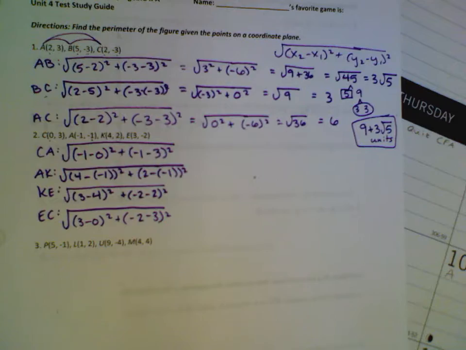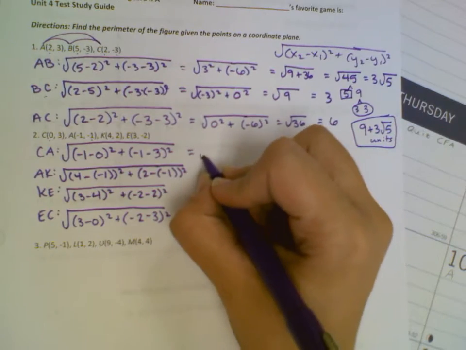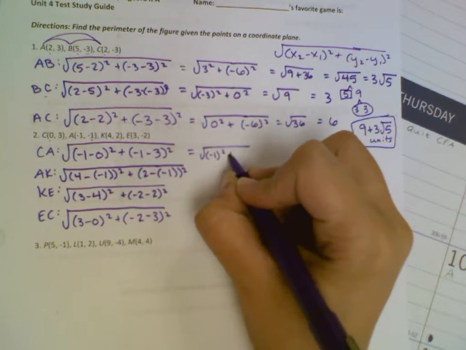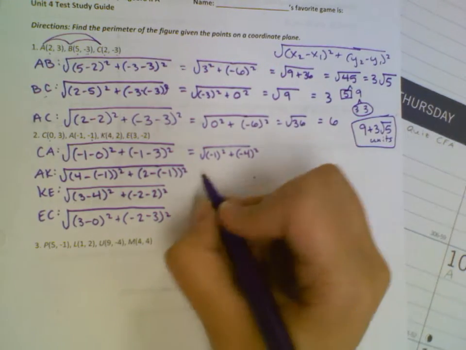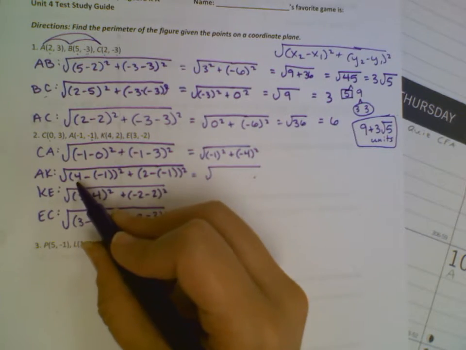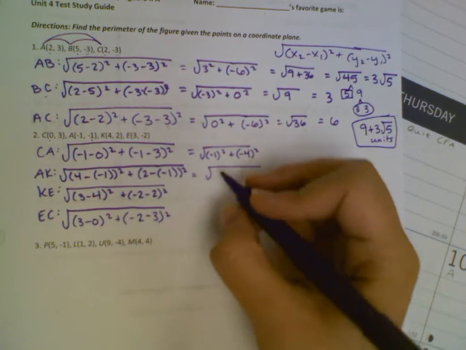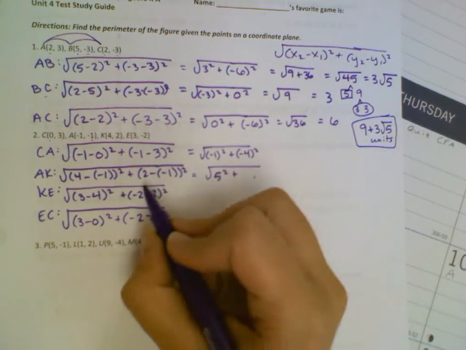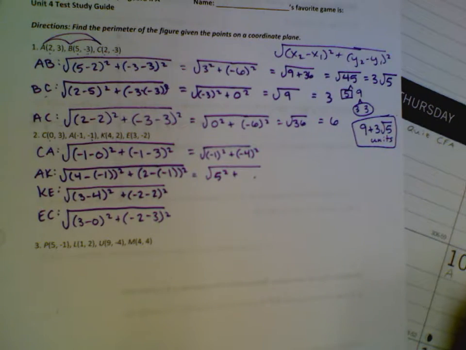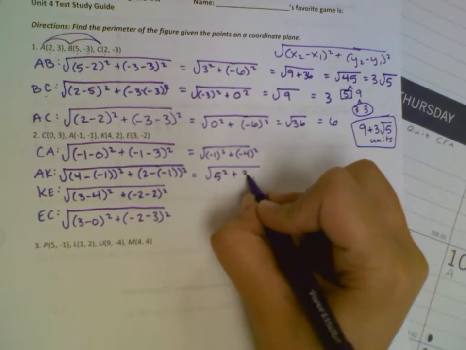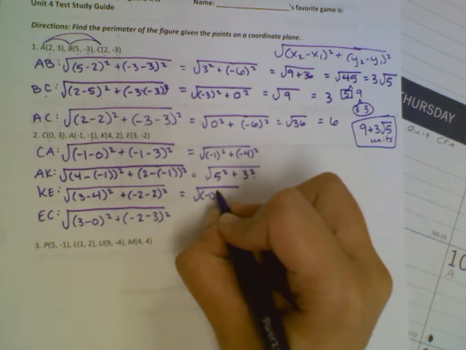Now that I have everything plugged in, all I need to do is the math behind it. I can say negative 1 minus 0 is still going to be negative 1. So I'll have negative 1 squared plus negative 1 minus 3 is going to give me negative 4, and negative 4 squared. Here, 4 minus negative 1, a minus and a negative becomes a positive. So 4 plus 1 becomes 5. So 5 squared plus 2 minus negative 1, again, those are going to become a positive. So 2 minus negative 1 becomes 2 plus 1, which is 3 squared.